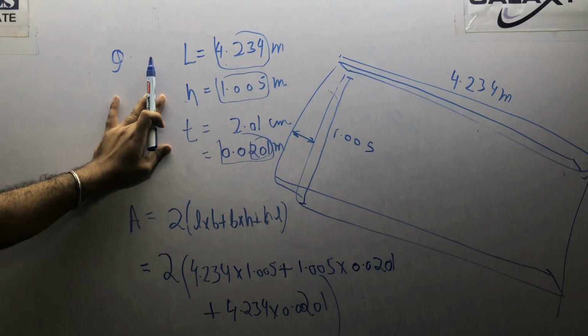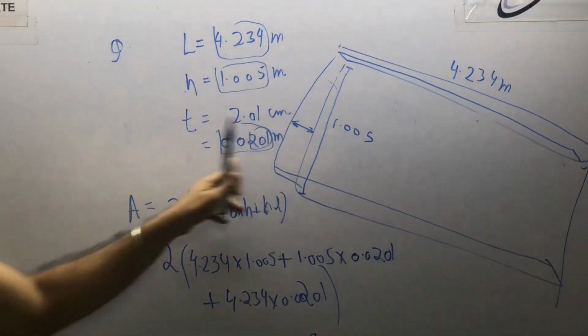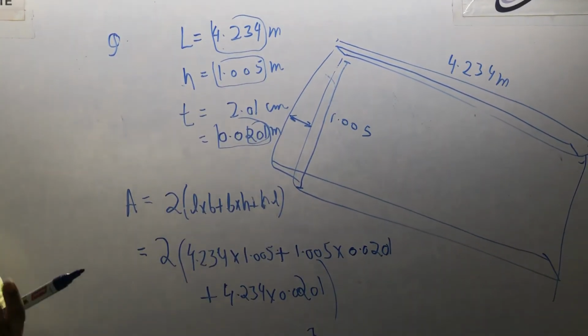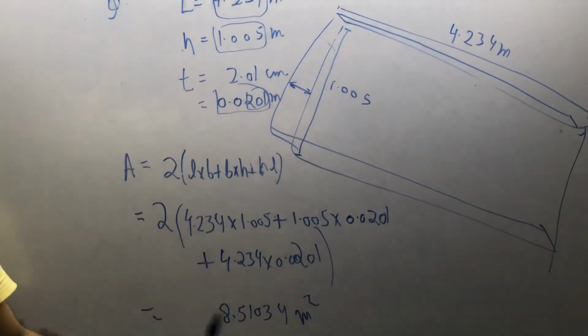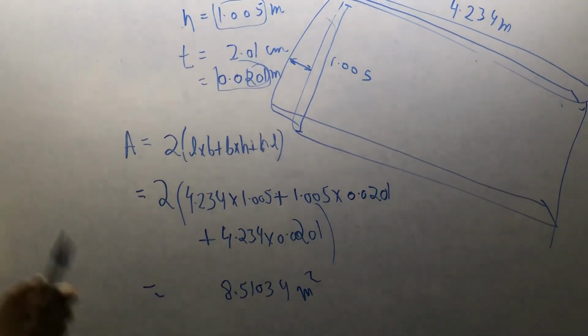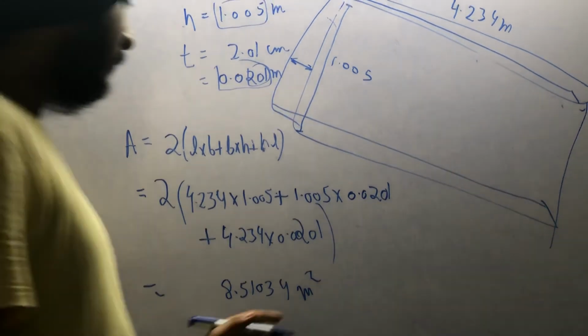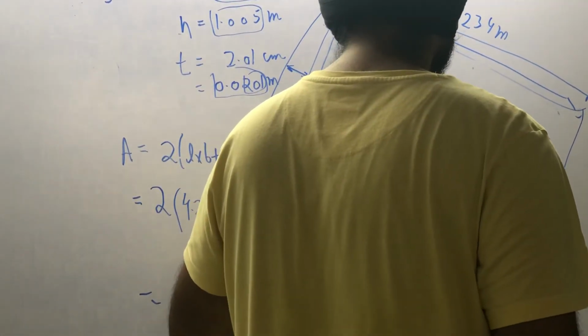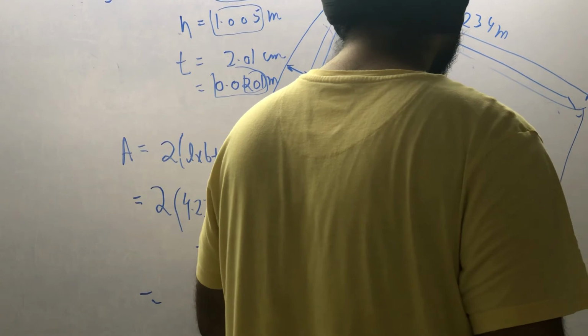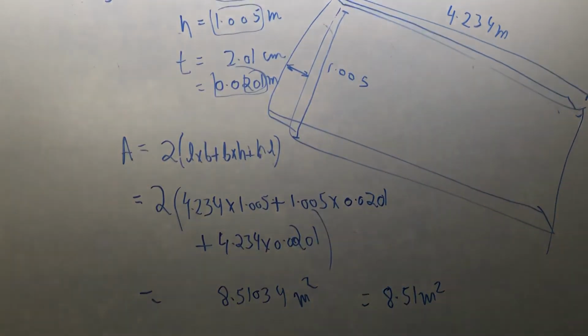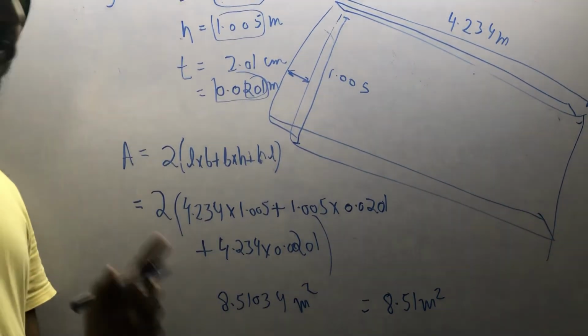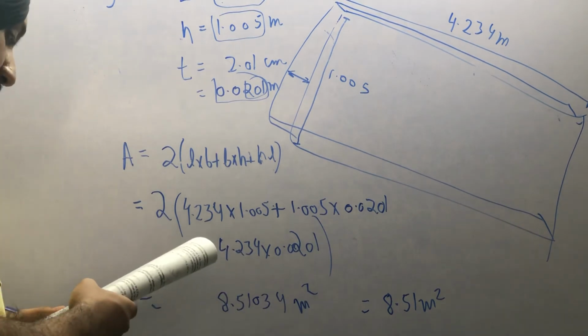So which one will you take? You will take the minimum significant figures. Minimum significant figures are 3. So you will find the correct answer up to 3 significant figures. So what are the first 3 significant figures? 8, 5 and 1. So the answer will be 8.51 meter square. This is very important, okay? Don't get confused with this thing.